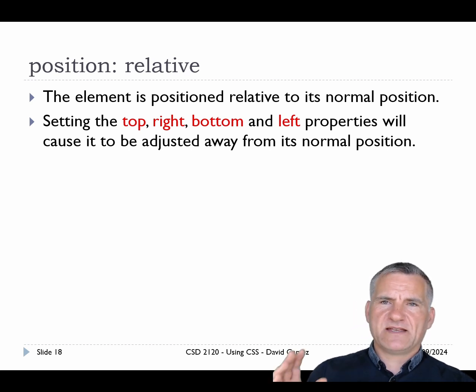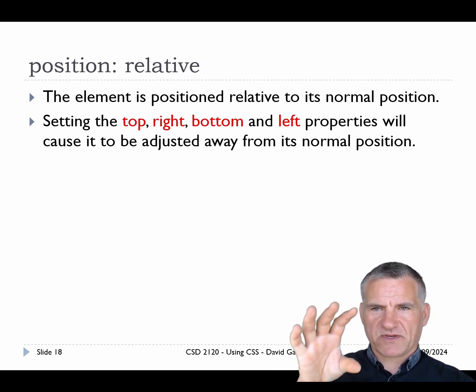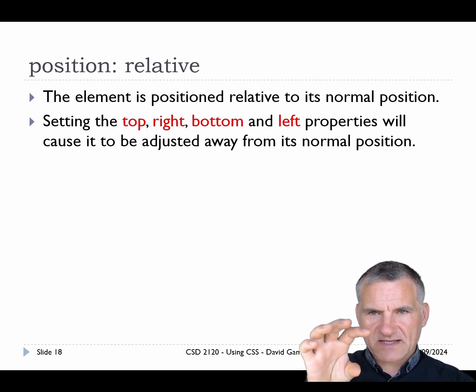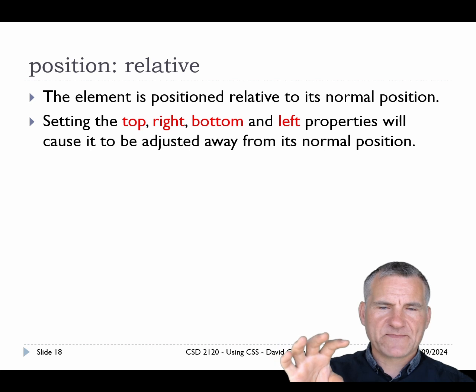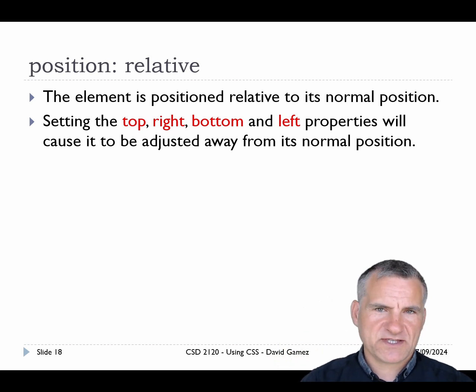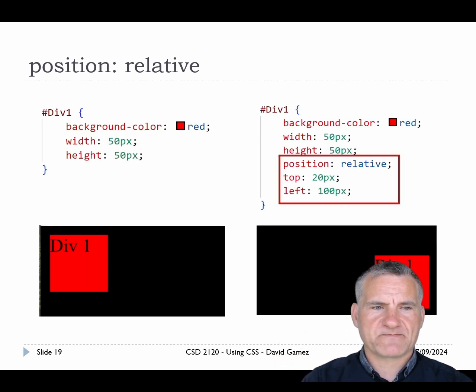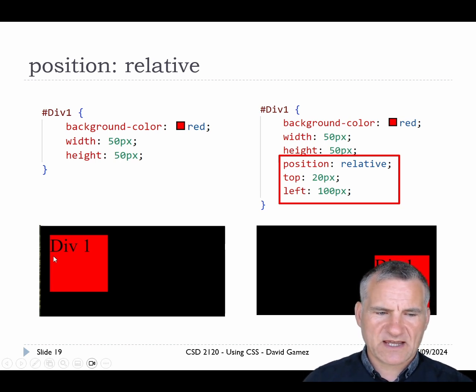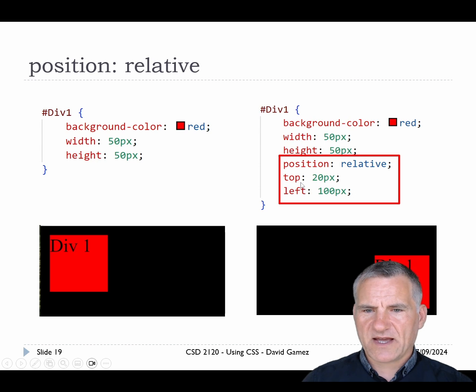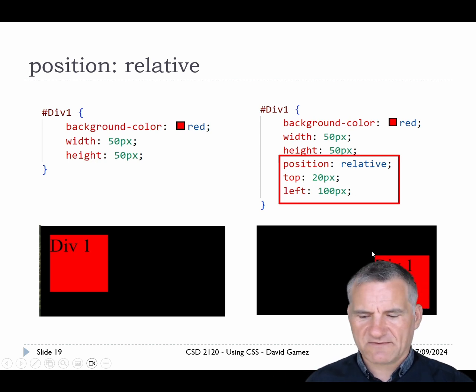So relative means normally the browser would put this element in a certain place, but instead it's going to give it an offset, either top, right, bottom, or left offset, depending on what you set there, yeah? You're adjusting the element away from its normal position. So here's a relative example. This is its normal position here by default by the browser. And by adding top and left and making it position relative, we're shifting it away to a different part of the page.